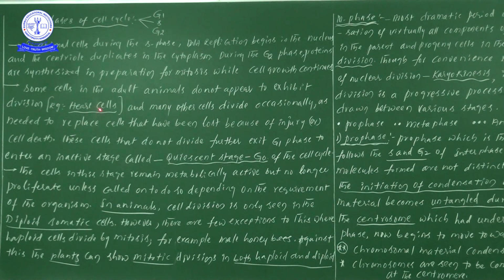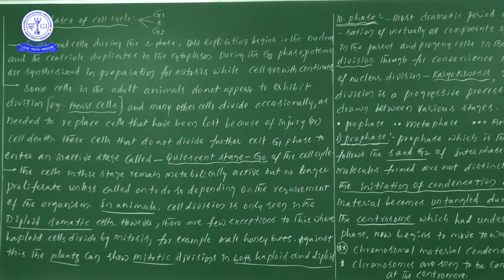For example, heart cells. Continue to study, and you will understand. Many other cells divide occasionally, as needed, to replace the cells that have been lost because of injury or cell death. What is the meaning? In animal cells, some cells will not be divided all the time. They divide only occasionally, that is, only if cell replacement is needed will the cells undergo division.